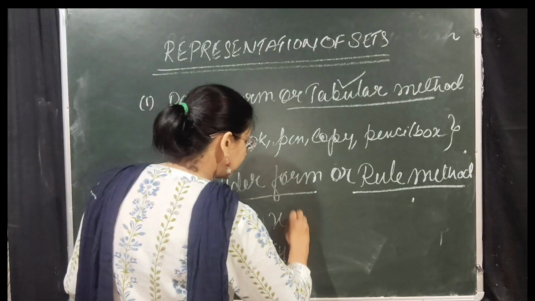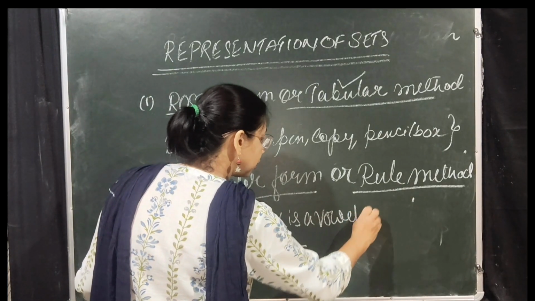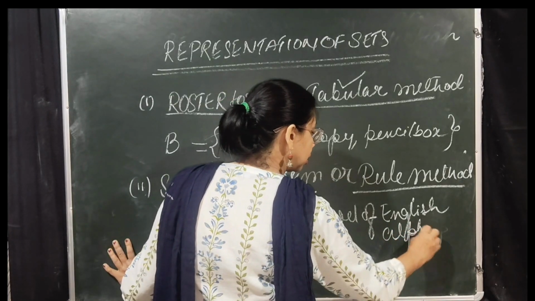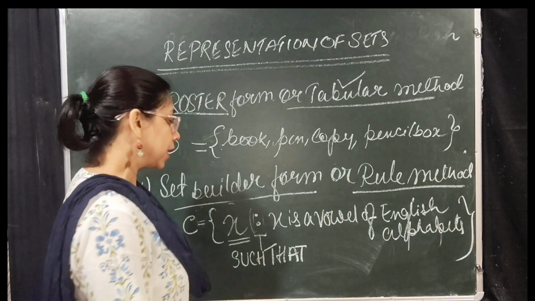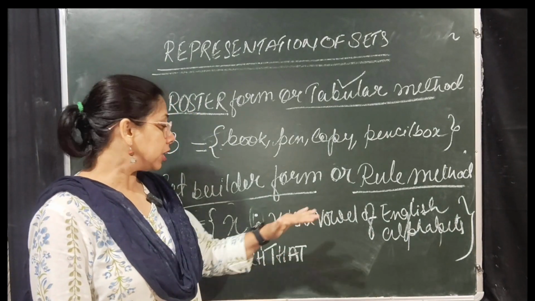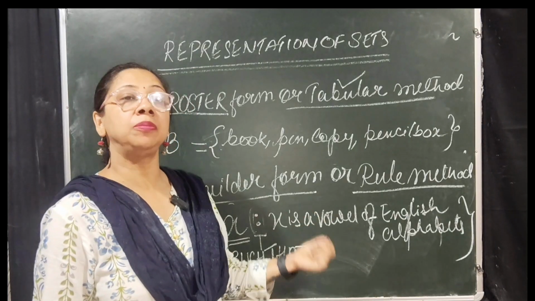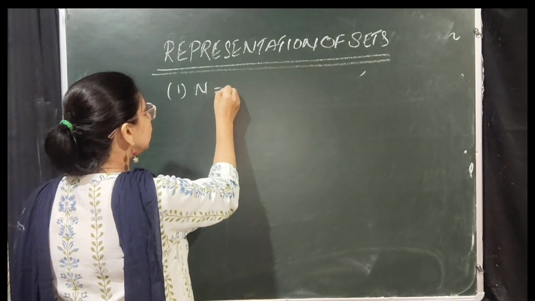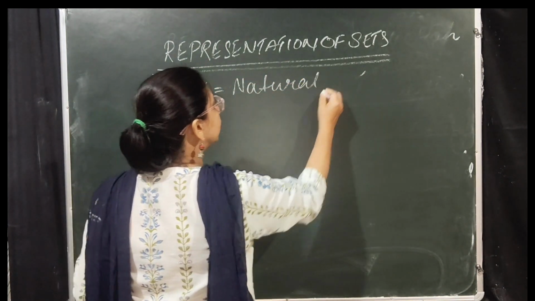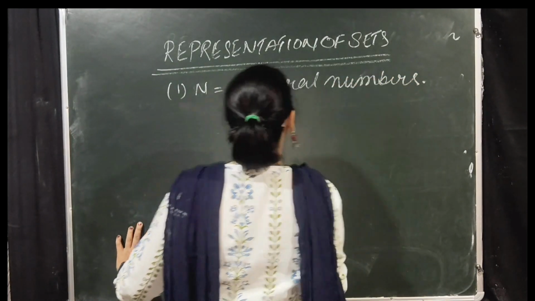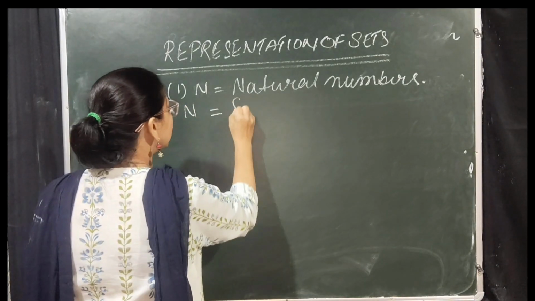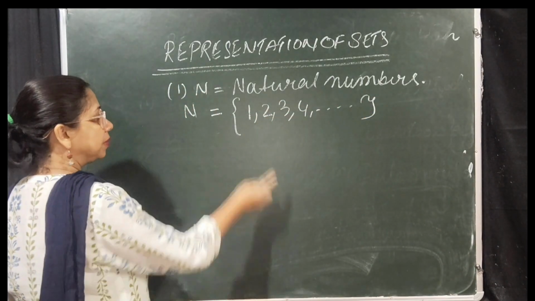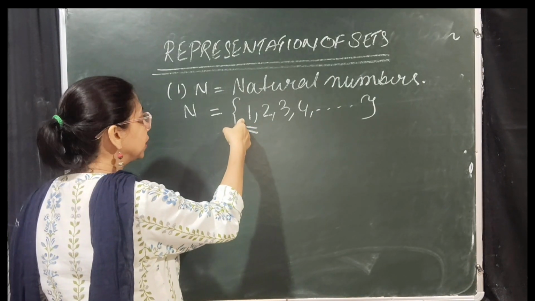So it looks like this: x such that x is a vowel of the English alphabet. Okay, so this is how we can write any set in set builder form. Let us write down a set in both forms. Number 1, N. N represents natural numbers, and in set theory, we can write the natural numbers as 1, 2, 3, 4 and it goes up to infinity. Natural numbers always start from 1, so the first element is 1 here also.